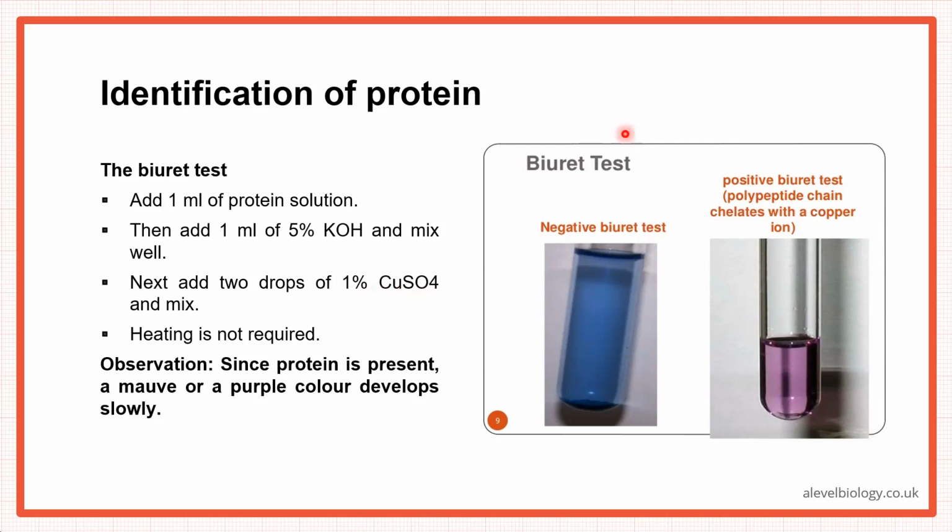In a biuret test beta, heating is not involved. If protein is present beta, you get this purplish, this mauve color. So this gives a positive test for biuret. So this is how the color changes for the biuret test. Clear beta?